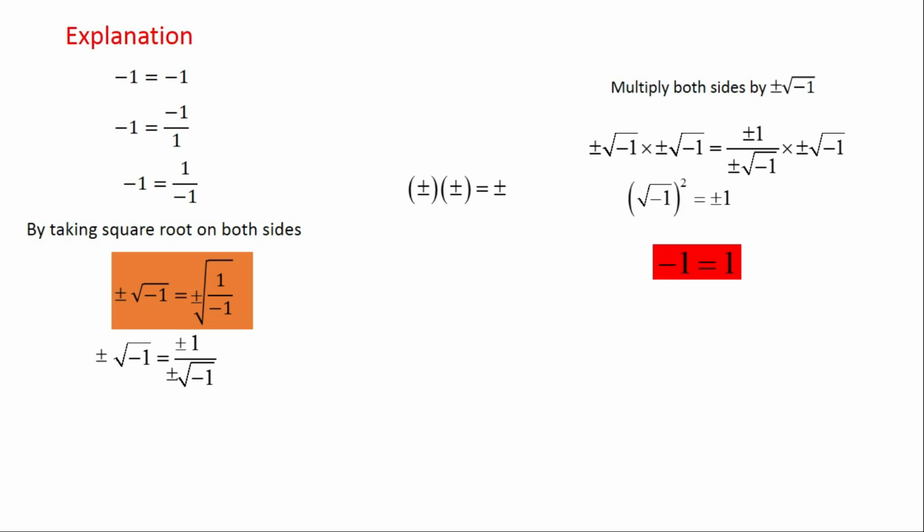Hence we get this result, which finally comes to this: plus minus 1 is equal to plus minus 1, which is very consistent, and there is no mistake in this calculation.